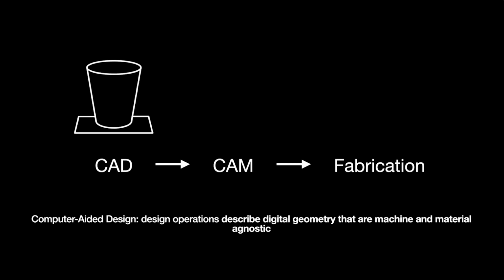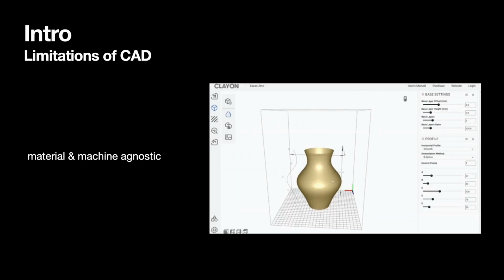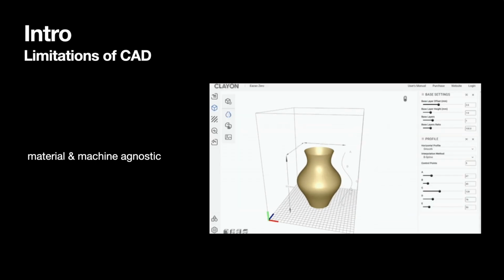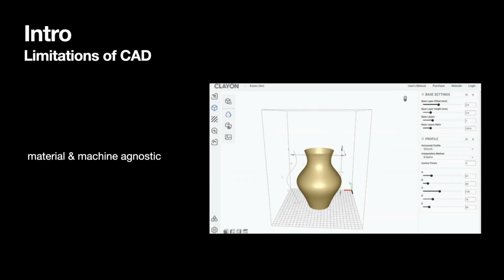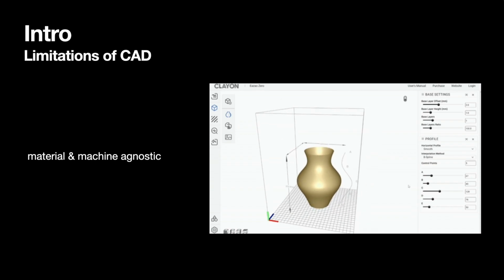Computer-aided design, or CAD, tools allow a user to design a form by describing the solid geometry of that form. The focus on form results in machine and material agnostic designs, limiting the potential expressiveness of the material and machine interaction. These limitations are particularly present in clay 3D printing, as clay has such rich material properties.